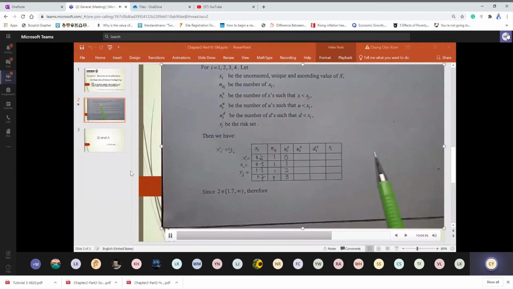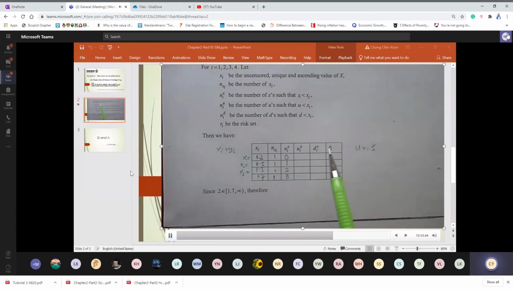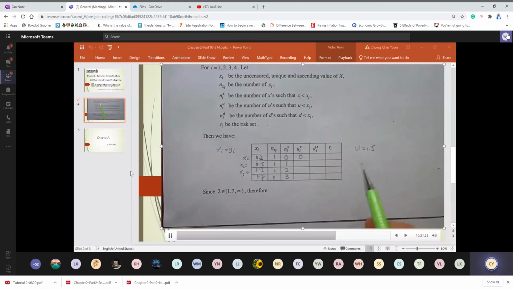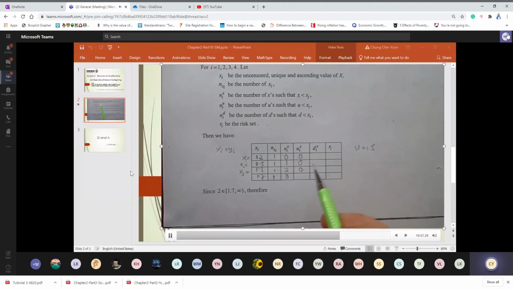The u value we have is 1.5. So how many u values are less than 0.2? We do not have any, that is 0. Again, how many u values are less than 0.5? I have nothing. Similarly, how many u values are less than 1.3? Also nothing. And the last one, how many u values are less than 1.7? I have 1.